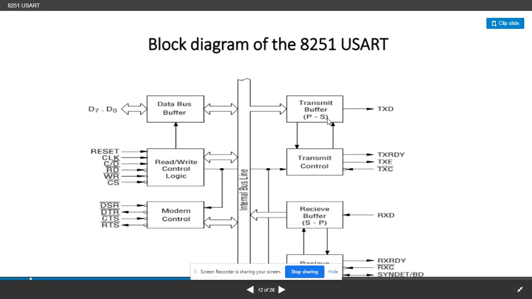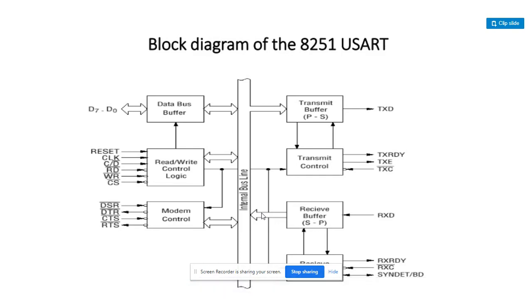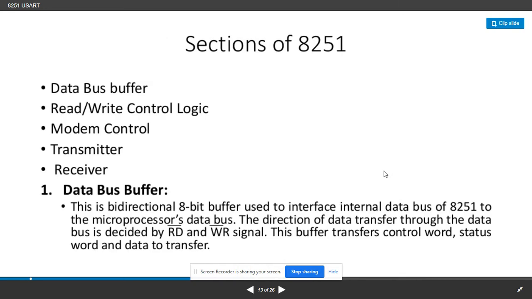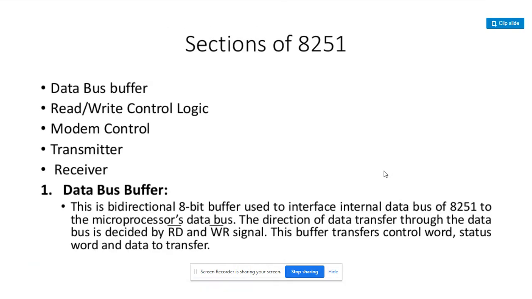So mainly there are two sections: one is the transmitter section and the other is the receiver section, which is connected with the serial input-output devices, and this is the section that is connected with the microprocessor 8085. Here is the internal bus that connects all these blocks or control units of the 8251 USART. So let us see one by one the sections of 8251. Here are the data buffer, read-write control logic, modem control, transmitter and receiver.